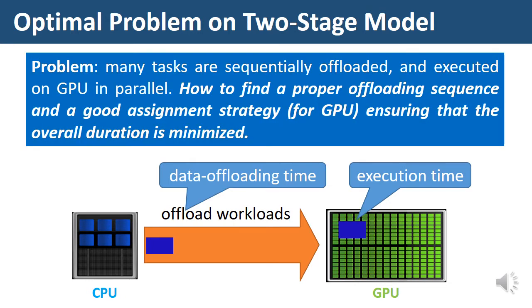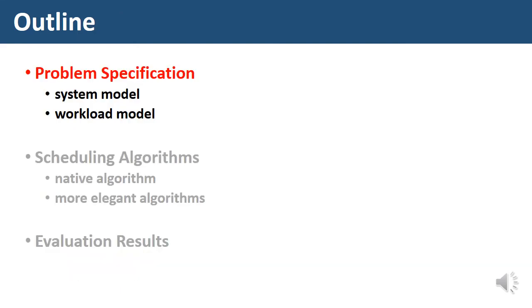The problem we want to solve is that there are many tasks that are sequentially offloaded and executed on the GPU in parallel. How to find a proper offloading sequence and a good assignment strategy for the GPUs, ensuring that the overall duration is minimized. Here, the overall duration is also called the mixed span. In the following, we want to introduce the problem specification in more detail.